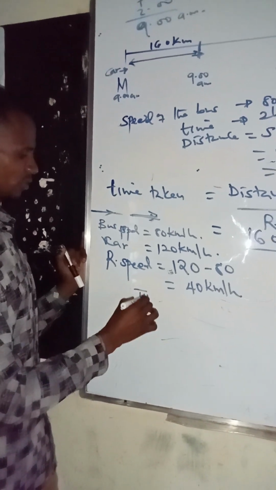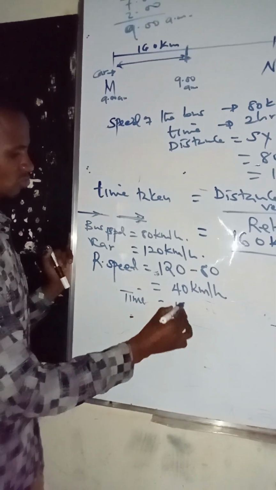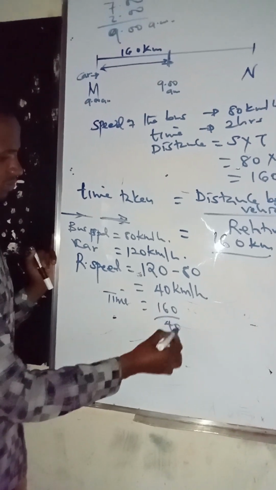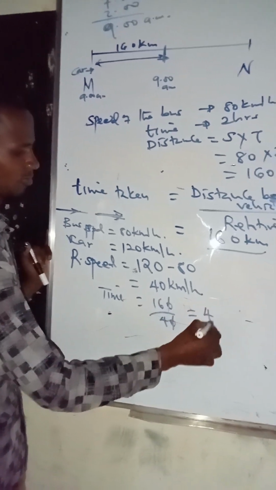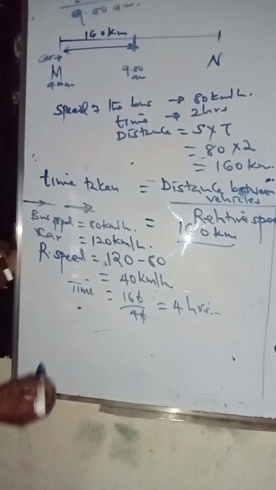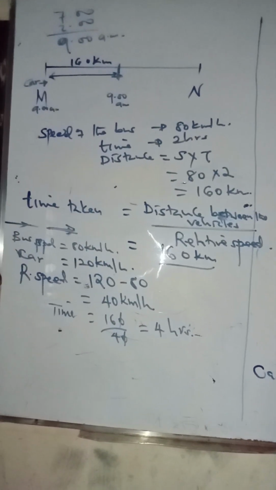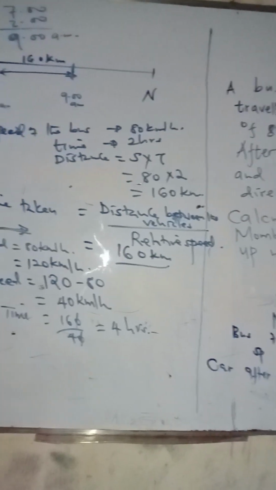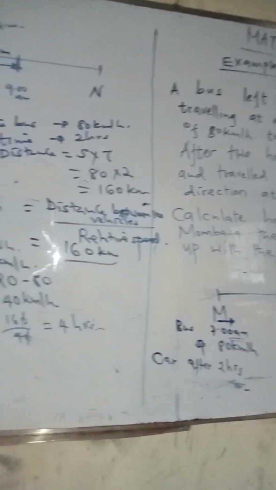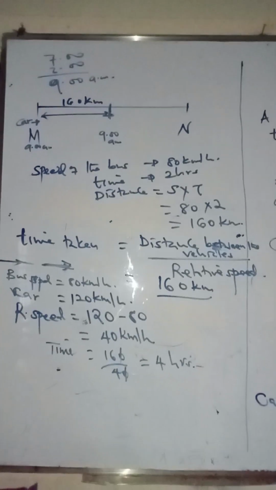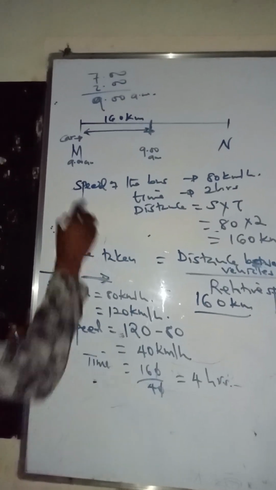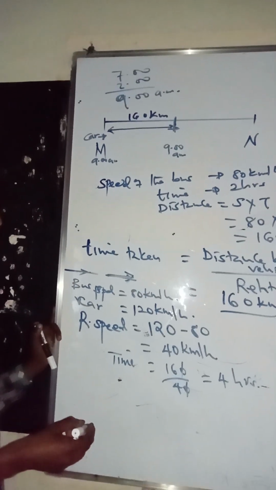So the time taken now will be 160 divided by 40, which will give us 4 hours. So it will take the car 4 hours to catch up with the bus. And we know that the car started the race at 9:00 a.m.